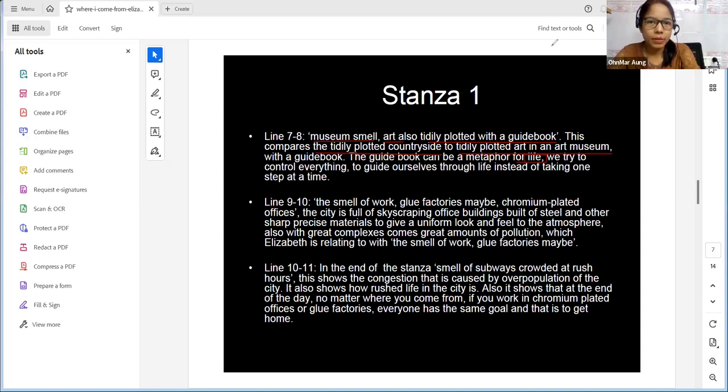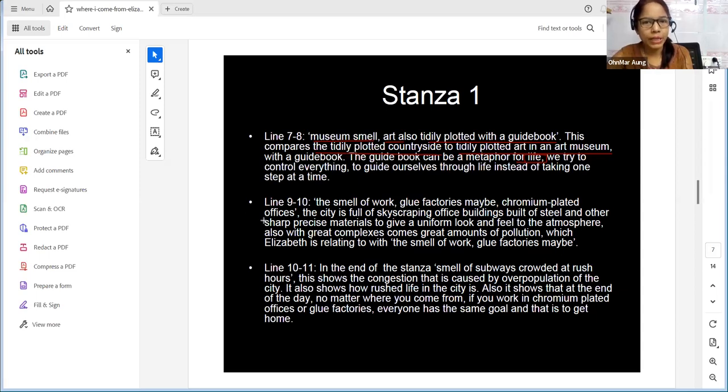Okay, next. Line 9 and 10. Please read 9 and 10. The smell of work, glue factories, chromium plated offices. The city is full of skyscraping office buildings, built of steel and other sharp, precise material to give a uniform look and feel to the atmosphere. Also, great amounts of pollution, which is related to the smell of work, glue factories, maybe.